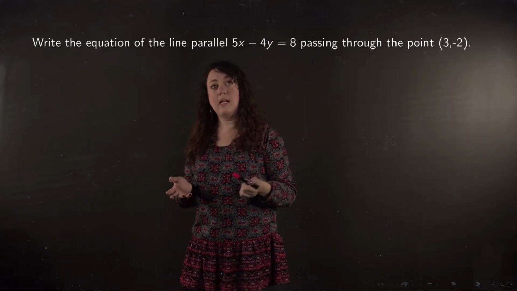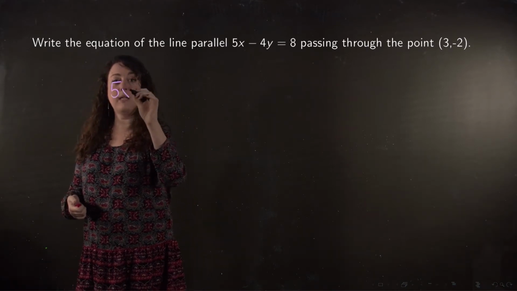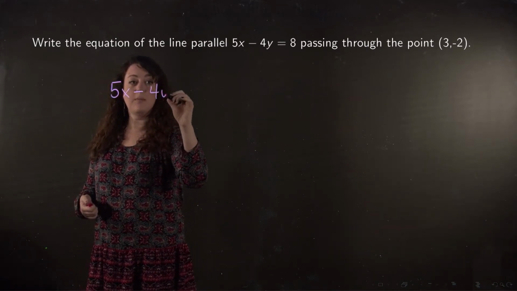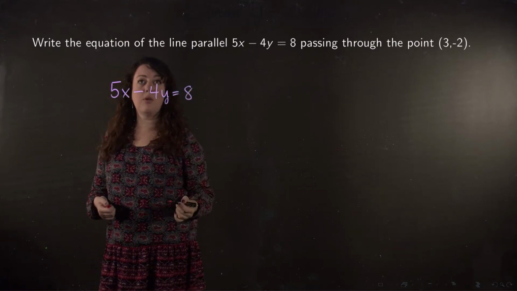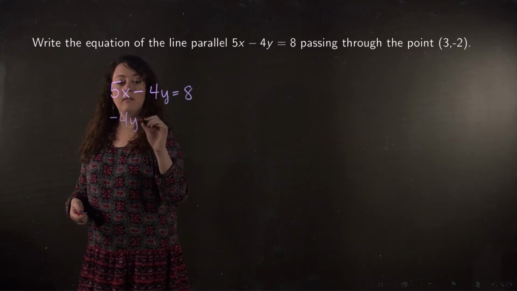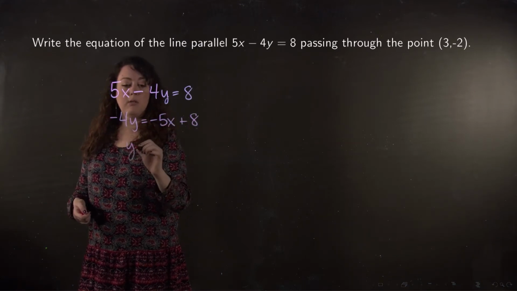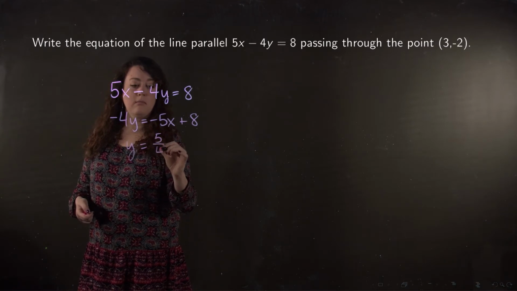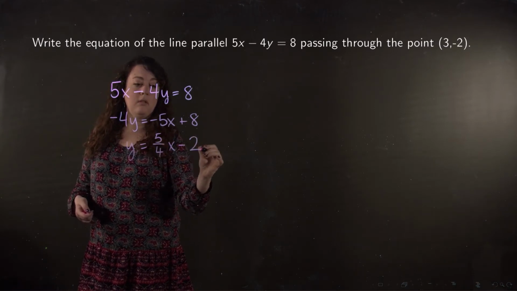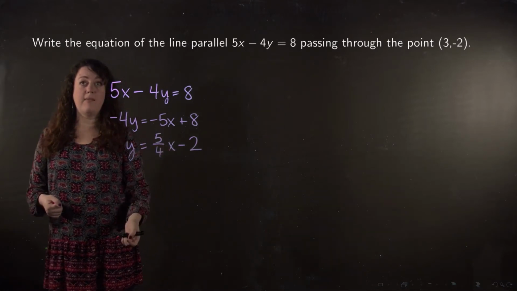But the strategy I tend to use is to just solve that for y so that I can put it in slope-intercept form and recognize where the slope is. So I'll move the 5x to the other side, divide by -4, and then I see here, because this is in slope-intercept form, the slope of that line is 5/4.